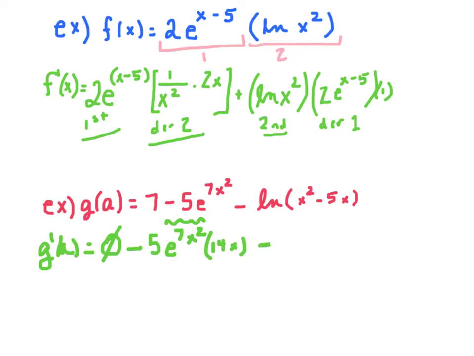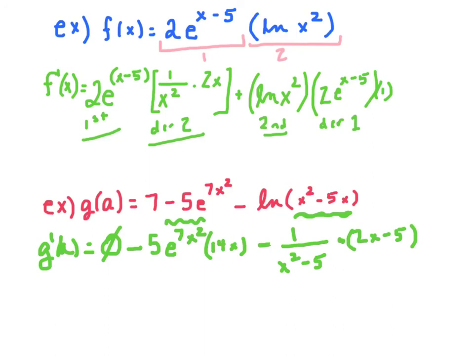Then I move down to my last piece, and I'm going to say, oh, okay, well, the derivative of ln x squared minus 5x is going to be 1 over x squared minus 5x times the derivative of the thing that I'm taking the natural log of, so that would become 2x minus 5. And I would encourage grouping symbols.